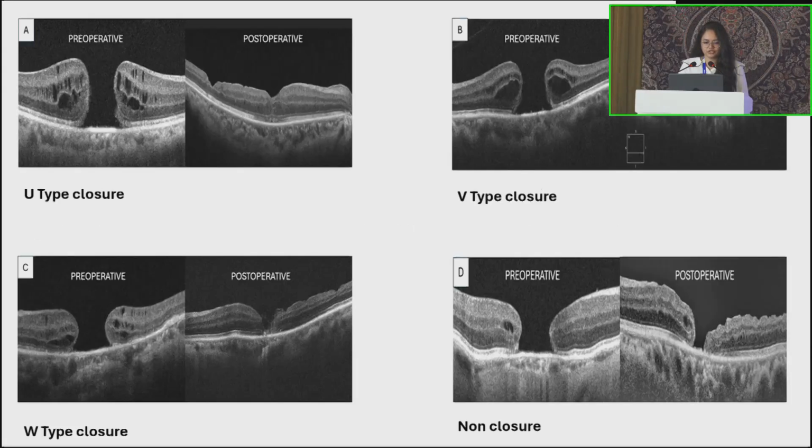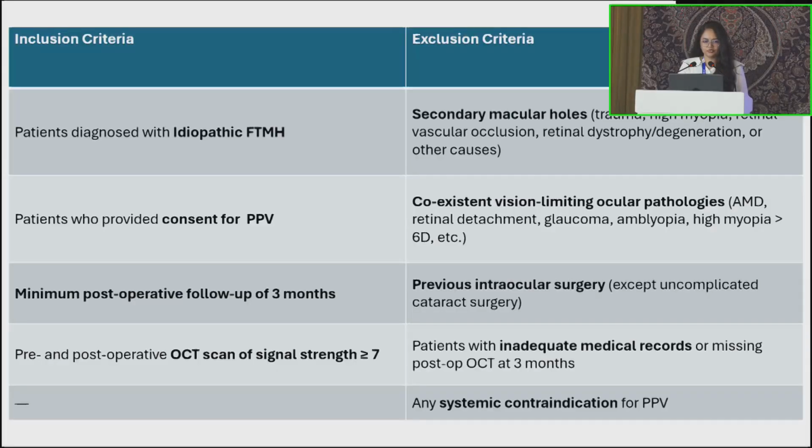These are the images. The first image is showing U type closure of macular hole. The second is showing V type, the third is showing W type of macular hole closure, and the fourth is showing non-closure of macular hole.